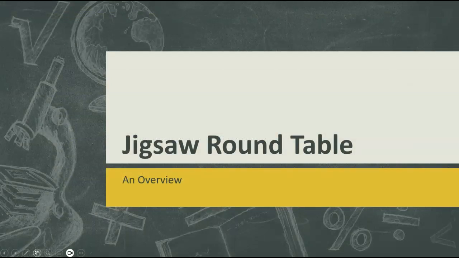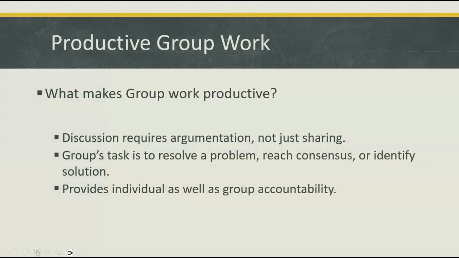So here is a little overview, looking at each one individually. But first, to understand, there are 3 things required for productive group work. We're all aware. The discussions require some sort of debate, not just an aspect of sharing information. The group's task is to resolve a problem, reach an understanding, or identify a solution or a method or strategy to a solution. And then finally, it provides individual as well as group accountability, so that you also have to be individually accountable and then accountable in a group setting.